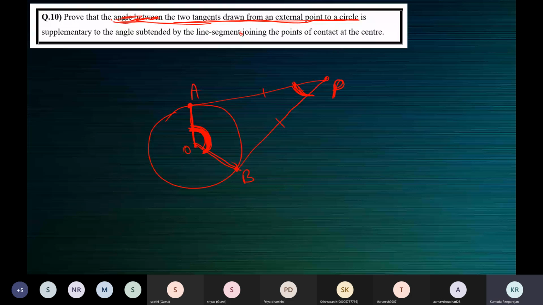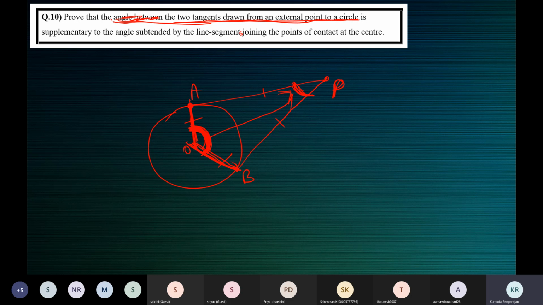The angle subtended by the line segments OA and OB. A is the point of contact, AO from the point of contact to the center. BO from the point of contact to the center. So AO and BO are line segments. The angle made by these two line segments, this angle. You should prove that this angle and this angle are supplementary.